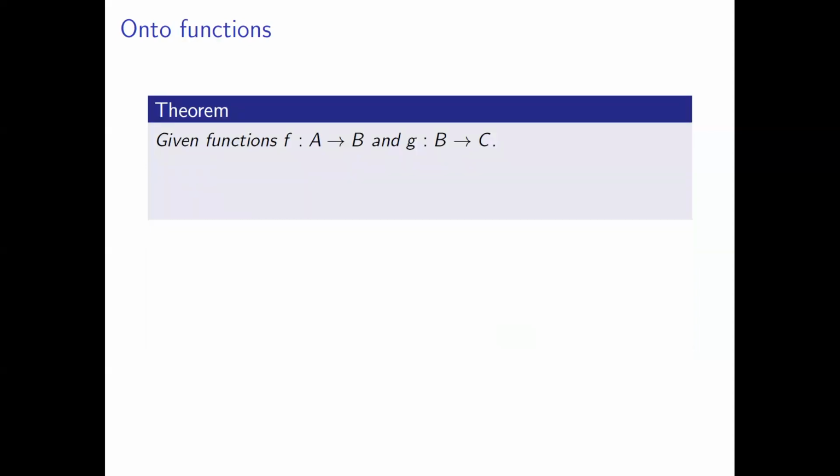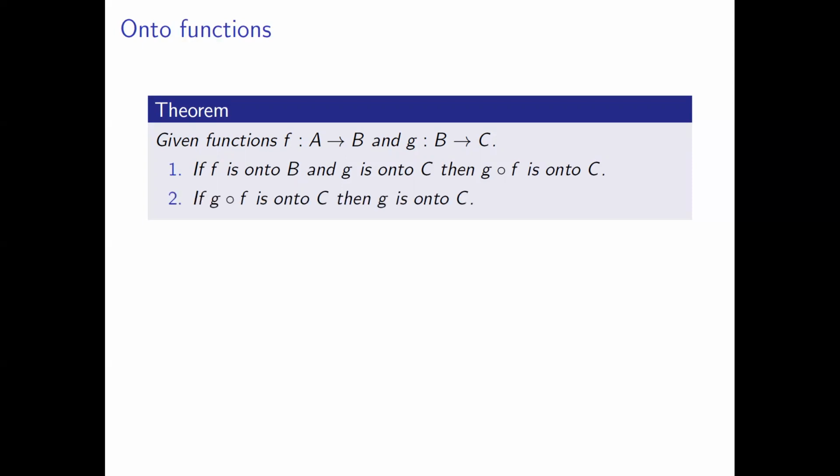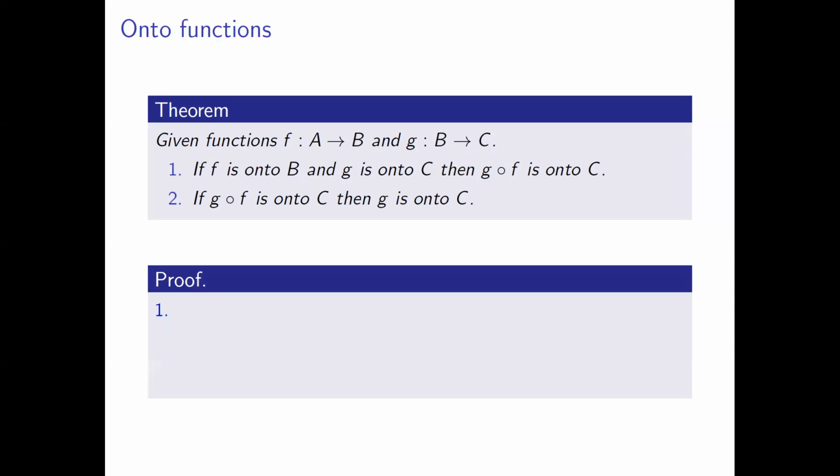Let us now look at how the property of being surjective affects the composition of functions. Given functions f from A to B and g from B to C: 1. If f is onto B and g is onto C, then the composite function gf is onto C. 2. If the composite function gf is onto C, then g is onto C. We first prove statement 1.